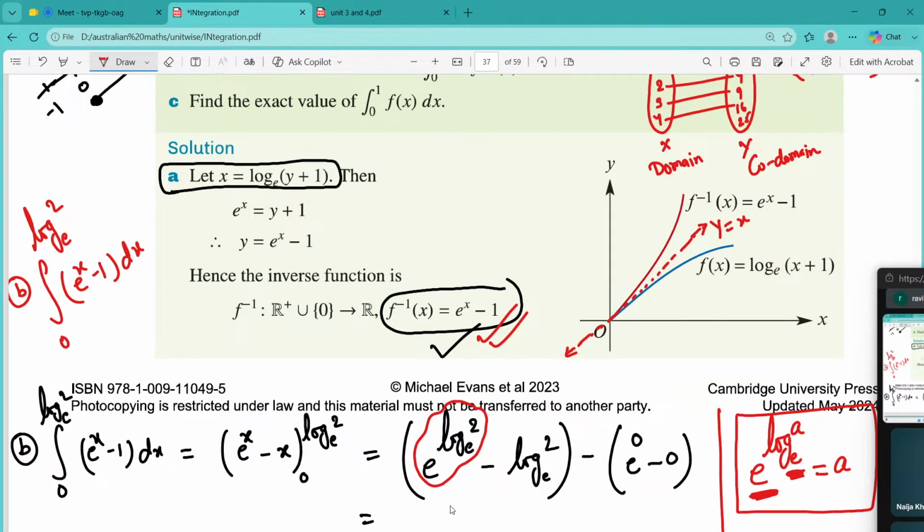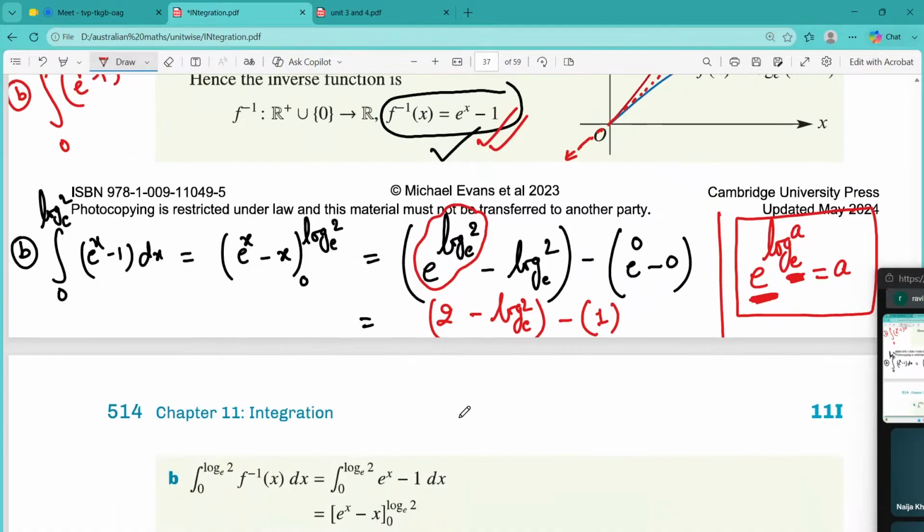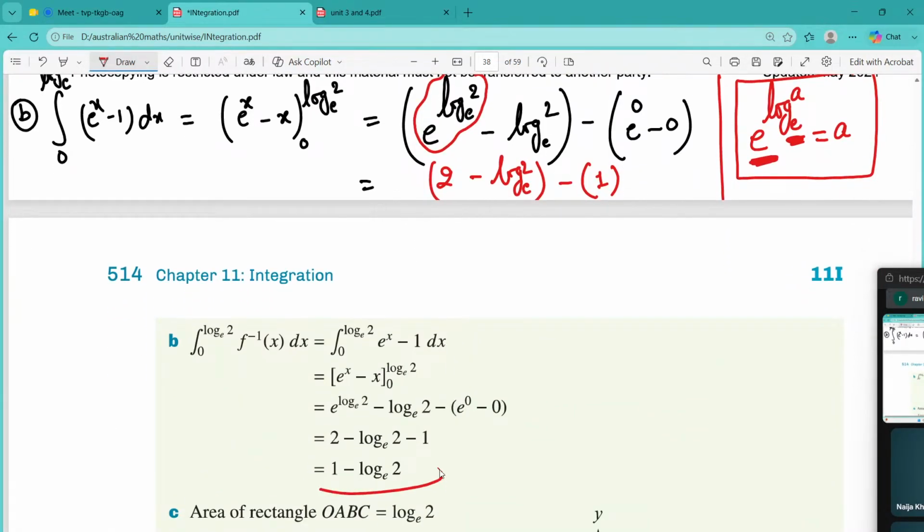Okay. So as per this, we are getting 2 minus log e 2 this minus. What will be e raised to power 0, Nigel? What will be e to the power 0? 1. Very nice. So this will be 1. So now we can simplify this. 2 minus 1 is 1. So it will be 1 minus log e 2. See, we are getting this 1 minus log e 2.